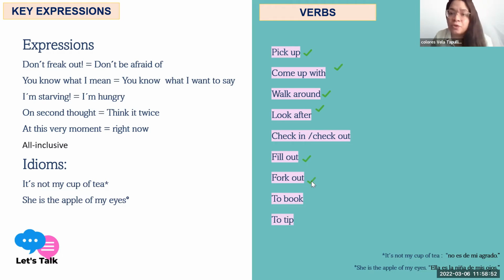To book. To book is similar to reserve. I can say, I reserve a room. I reserve a suite. Or you can say, I book a room or I book a suite or an apartment. Book is similar to reserve. To tip. When you are in a restaurant and the waiter or the waitress provides a good service, you leave a tip because her or his service was really good.